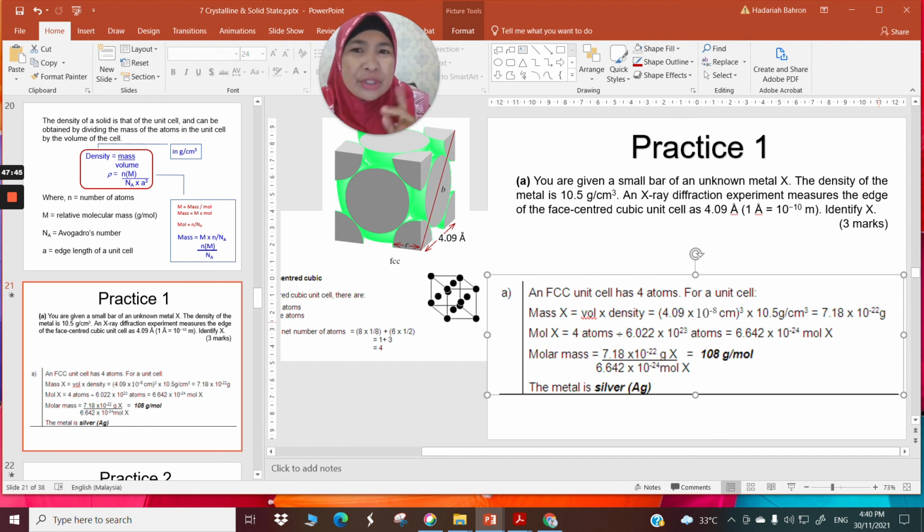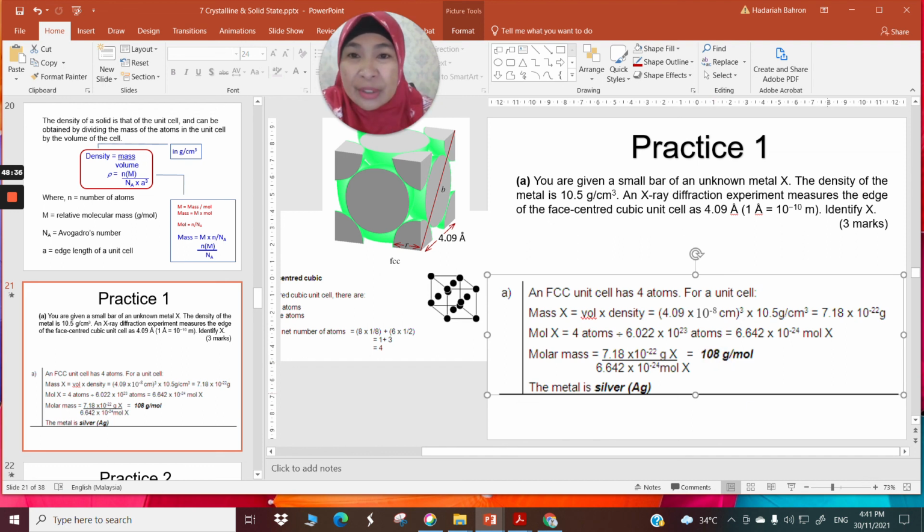Now, what will you use this information for? You're going to say mole of X is equal to 4 divided by Avogadro's number. So 4 atoms divided by Avogadro's number is 6.642 times 10 to the power minus 24 mole of X. So 7.18 times 10 to the minus 22 gram of X is equal to 6.642 times 10 to the minus 24 mole. So it's easy. Molar mass is gram per mole. So you just divide your gram by your mole. You are going to have 108 gram per mole.